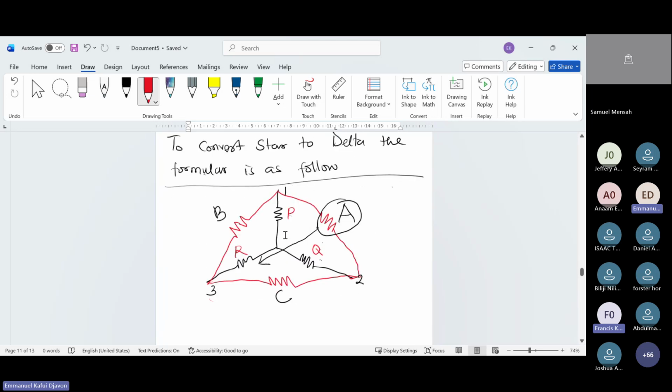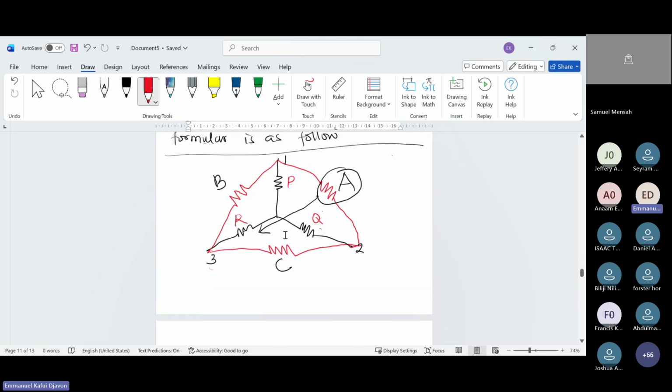So let's try and pay attention. Can you see the screen? Yes, I can see, sir. Good. So if you are converting a star to a delta, you draw the delta around the star. So I need A. Is a product. So P times Q, Q times R, R times P. The opposite to this A is the R. So you divide by R. So if you are looking for B, you divide by Q.